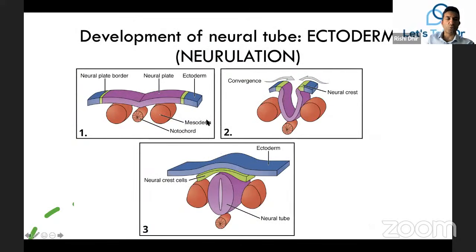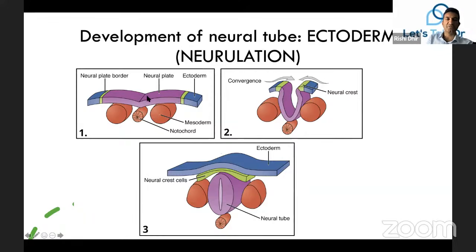So the next thing is, we've talked about the sort of structures forming around the neural tube, but what happens with the neural tube itself? How does that develop? Well, it develops from the ectoderm, okay? And it's by a process called neurulation, okay? And what happens here is the notochord will send signals to start the process of neurulation. So the signal will come from the mesodermal structure to start, okay?